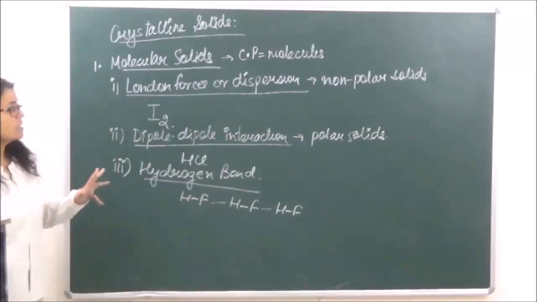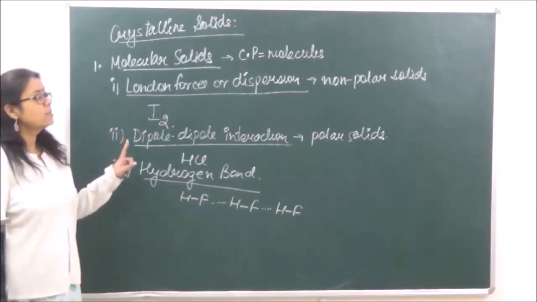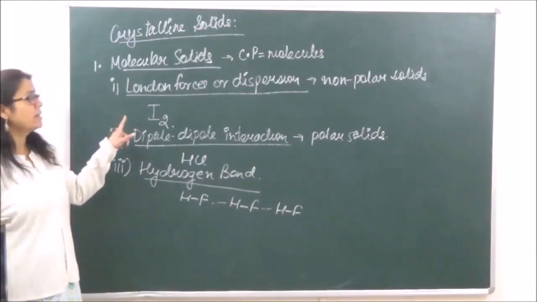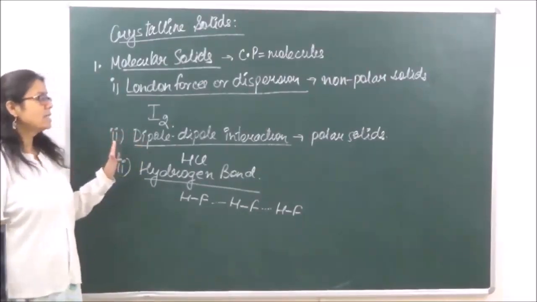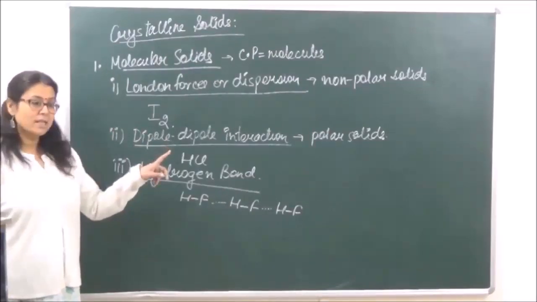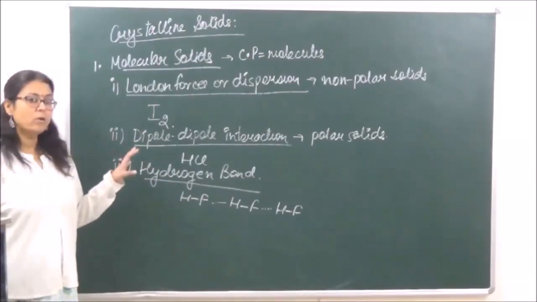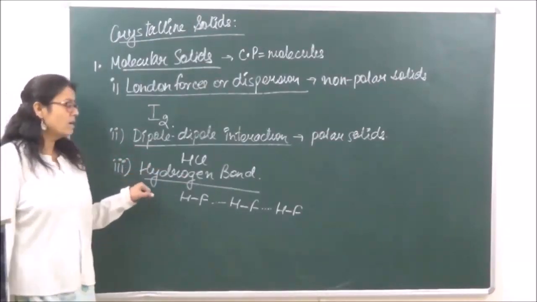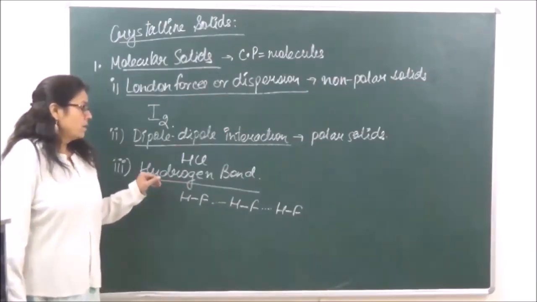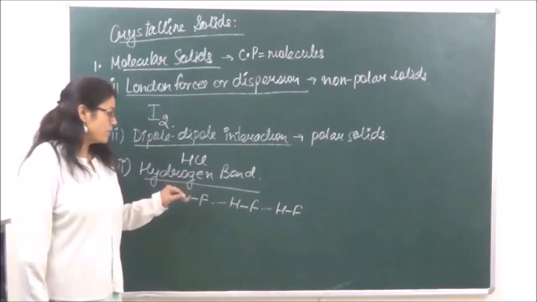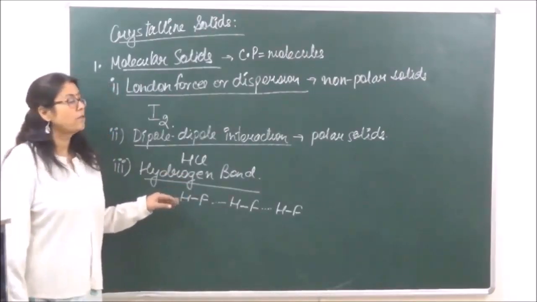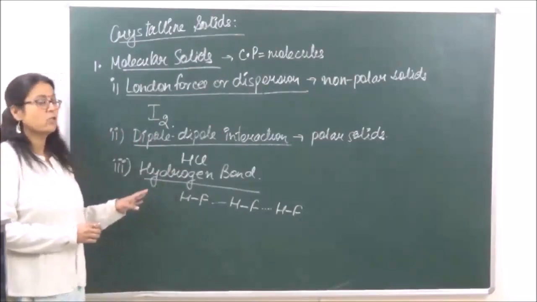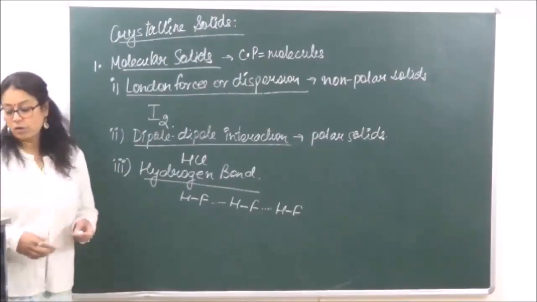So molecular solids are of three types. In the first, non-polar molecules are present. The forces of attraction are London forces or dispersion forces. In the second type, polar solids are present, in which dipole-dipole interactions take place. An example which we have taken is HCl. And in the third, hydrogen bond is the force of attraction, for example in solid HF. So this is the first kind of solids under crystalline solids. They all are crystalline solids which come under molecular solids.